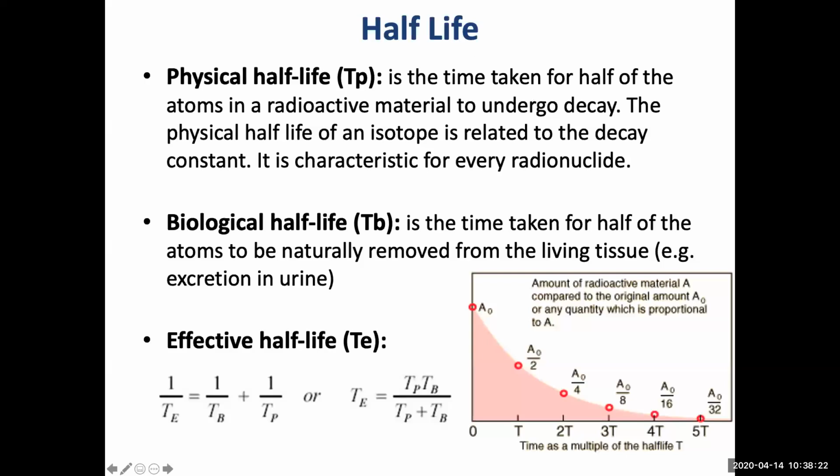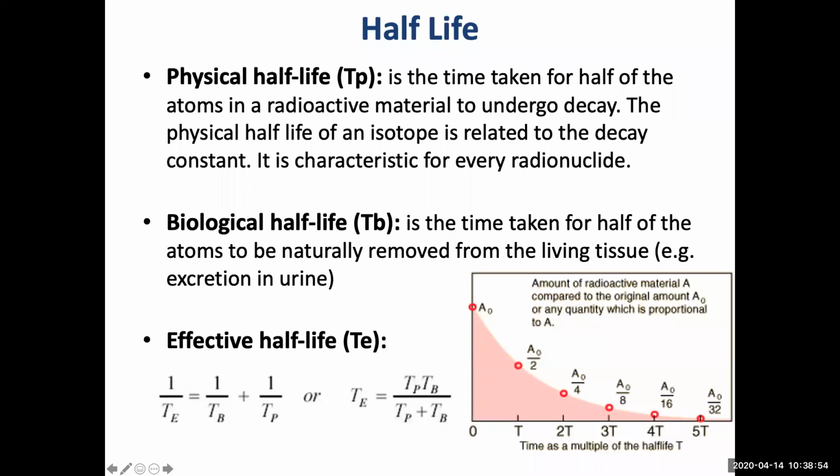We say the half-life is the time required for half of the atoms in the radionuclide to decay. We have the physical half-life, which is characteristic for each radioisotope. It is the time taken for half of the atoms in a radioactive material to undergo decay. The physical half-life is related to the decay constant, and it's characteristic for every radionuclide. Like we said, technetium, 6 hours, is fixed.